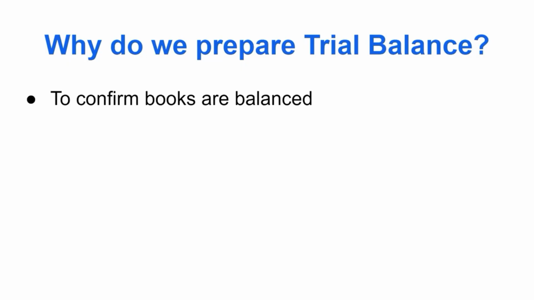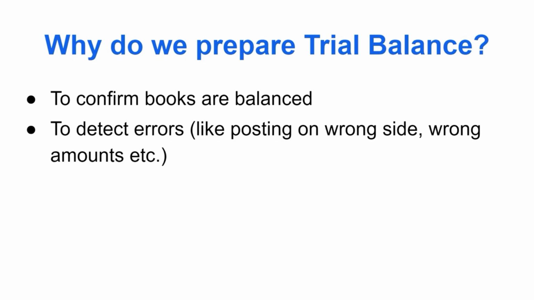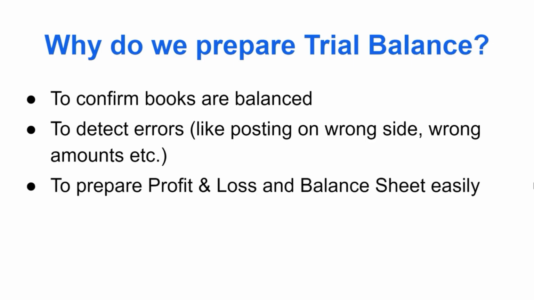To confirm books are balanced. It shows at a glance whether total debits are equal to total credits, providing you have applied the double entry system correctly. To detect errors like posting on the wrong side and wrong amounts, etc. Trial balance prevents many common errors. To prepare profit and loss account and balance sheet easily. Once your trial balance matches, you know your ledger balances are ready to be transferred to P&L account and balance sheet. It reduces confusion and last-minute correction.